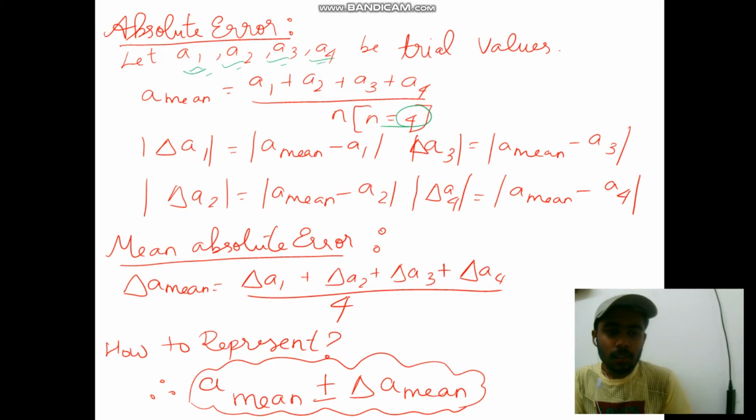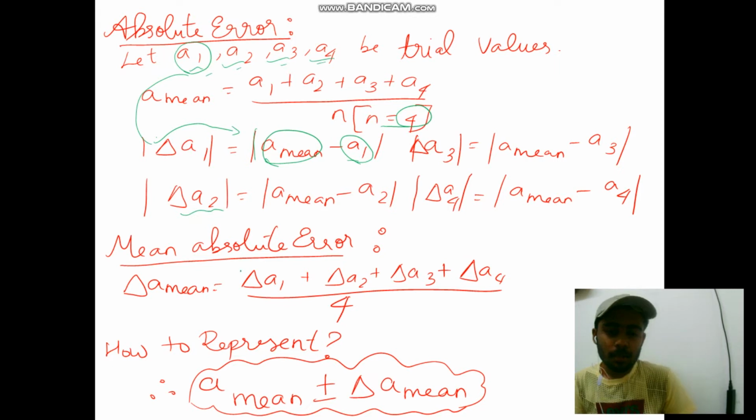The absolute error for the first trial is the modulus of the average value minus the first value. The absolute error of the second trial is the modulus of the average value minus the second value. The absolute error of the third trial is the modulus of the average value minus the third trial value. In this way we find the absolute error for each term. So if they ask to find the absolute error, first we find the average value and then subtract the trial value with the modulus sign, so that we always get a positive value.